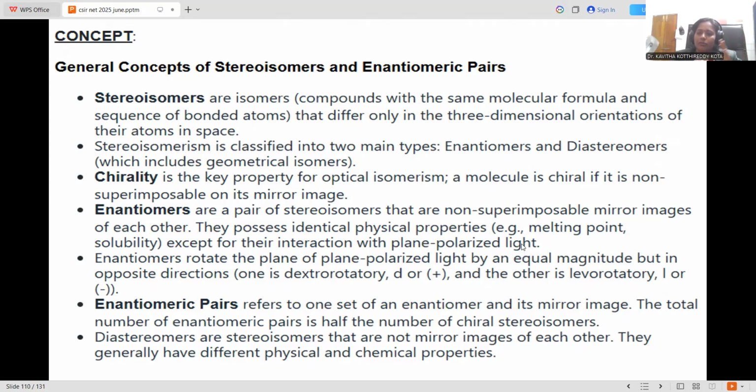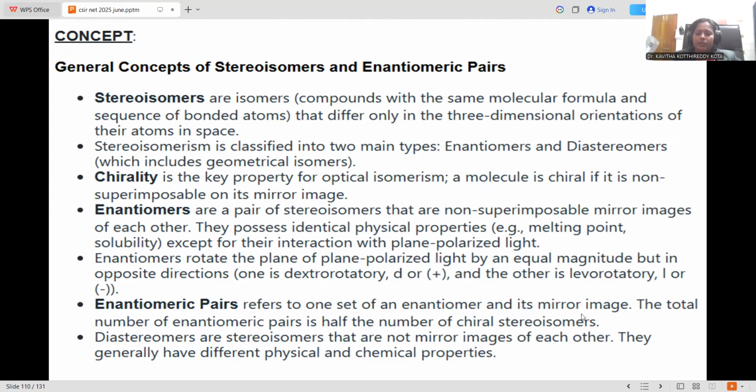One isomer rotates plane polarized light in the clockwise direction, and the other rotates it anti-clockwise. Enantiomers rotate plane polarized light by equal magnitude in opposite directions. Dextrorotatory means positive rotation, and levorotatory means negative rotation. This is about enantiomers, the enantiomeric pair.